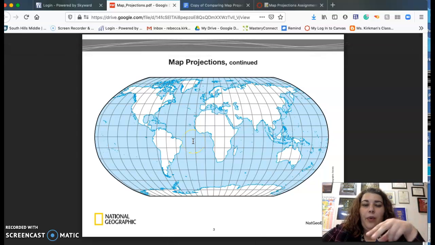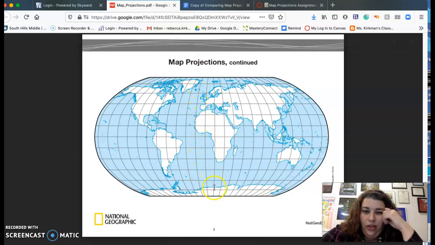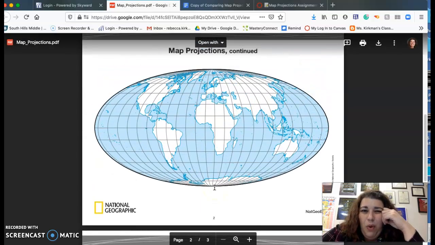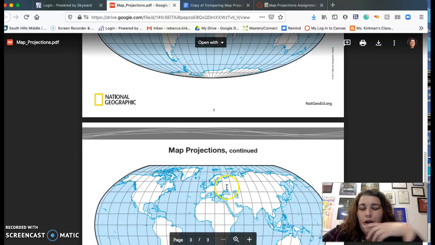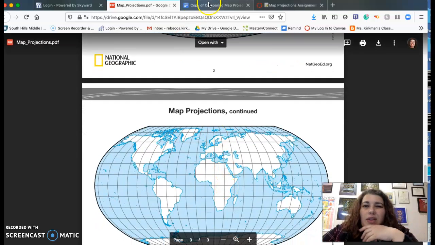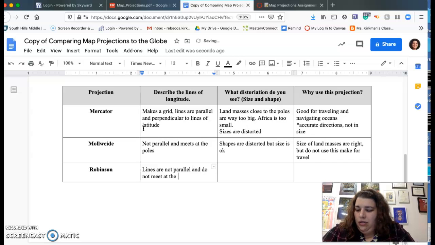So Mercator and Robinson. Looking at our lines of longitude, the lines are not parallel. They don't meet at the poles. If you notice up here they do, but here they're just kind of curved. So they don't meet all the way at the poles. So we're going to put lines are not parallel and do not meet at the poles. The lines of latitude are parallel with each other.